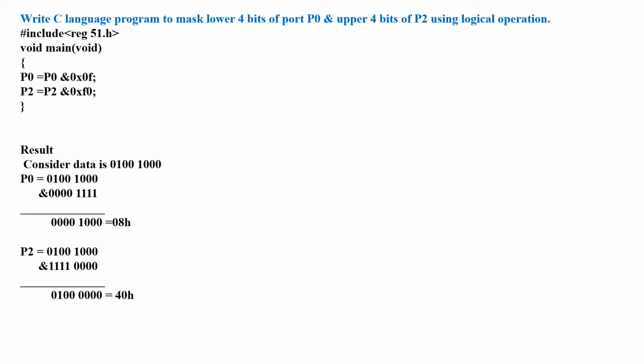For P2 we are masking the upper 4 bits, so we consider the data as F0 and again we apply the AND operation. So for AND operation, 0 and 0 is 0, 0 and 1 is 0, and 1 and 1 is 1. So the result is produced as 40H.